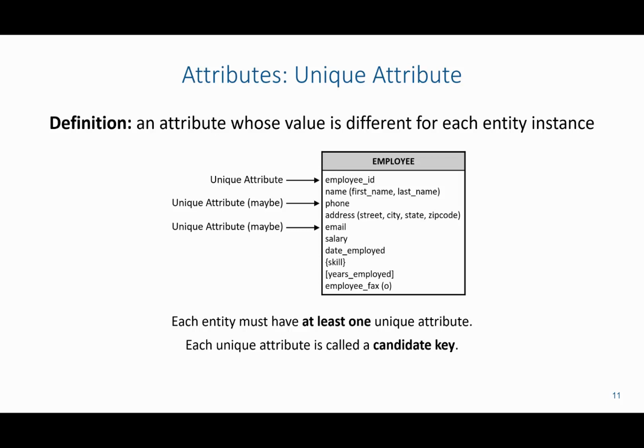But the idea here is that we need to go through and identify all the attributes of an entity that could potentially be unique. And if there isn't any that could potentially be unique, then we have to create our own, because every single entity must have at least one unique attribute. And these unique attributes are called candidate keys. Ultimately, one of these attributes will become our identifier, which in this case is the employee ID, which we are going to represent using an underline.